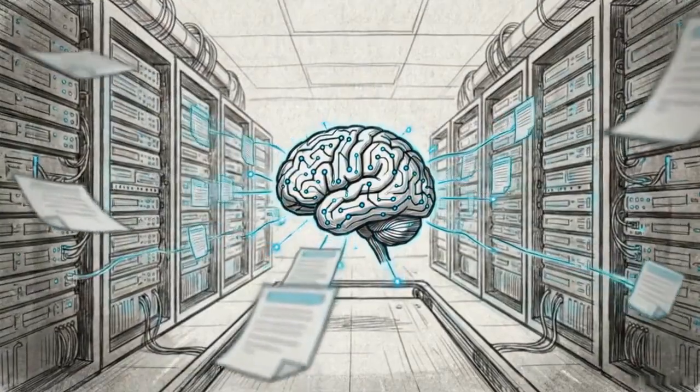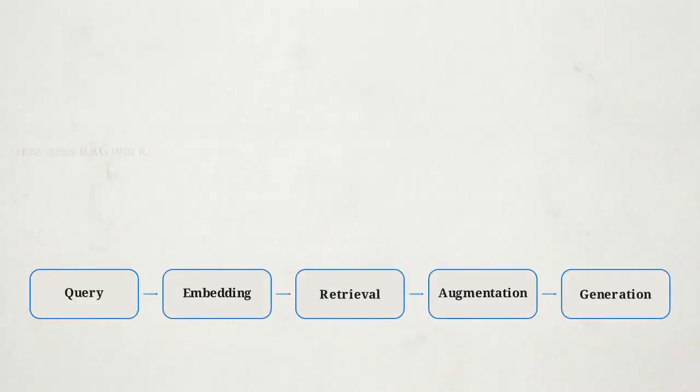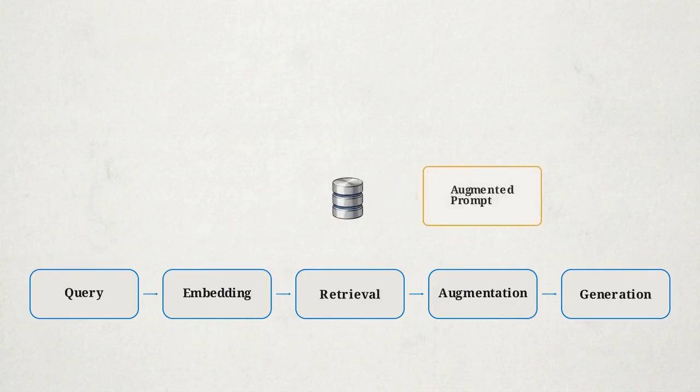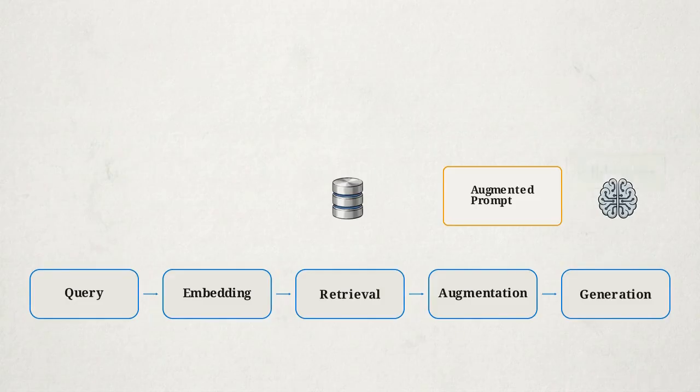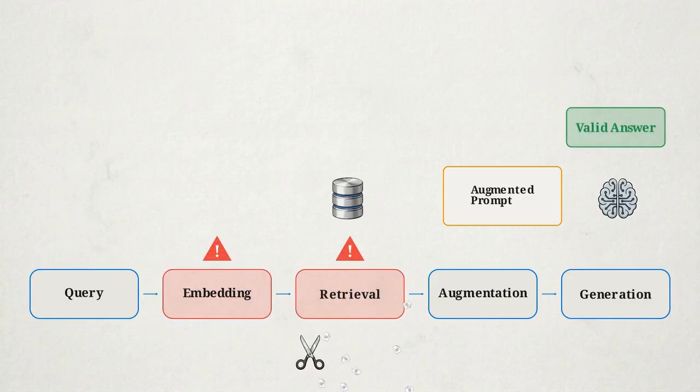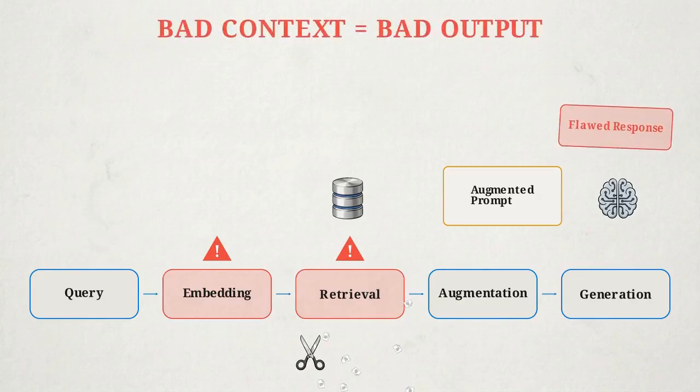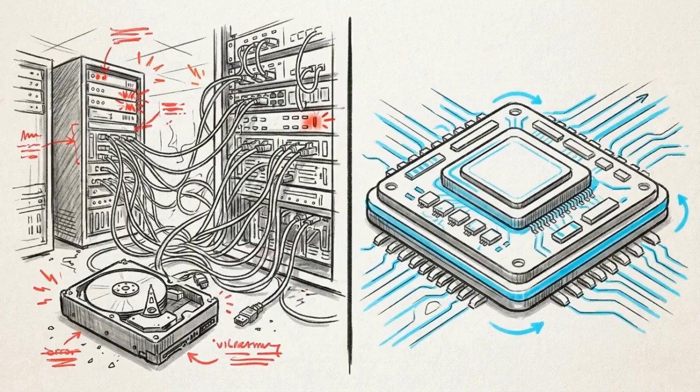accurate enterprise deployments. This 5-step RAG pipeline converts a query into an embedding for vector database retrieval. The retrieved data augments the prompt to generate an answer. But in production, poor document chunking or irrelevant retrieval causes the model to generate a flawed response. When a RAG system fails, it is typically a failure of the data infrastructure, not the language model itself.